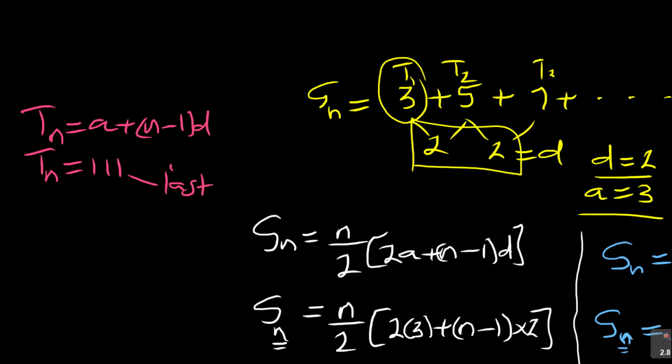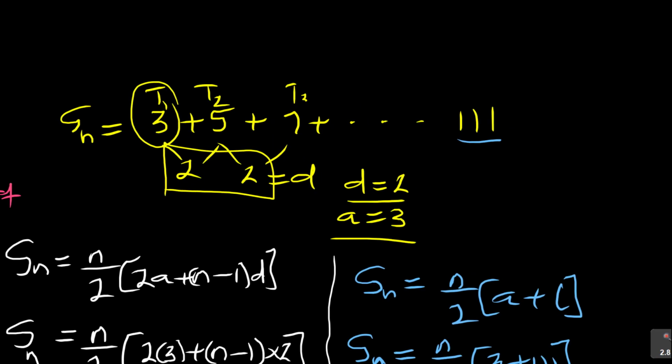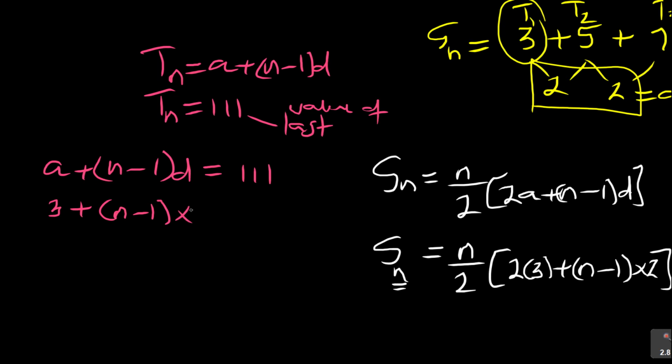This is the value of the last term. We know that the value of the last term is what? 111. So we want to find that n. So Tn is equal to that. Then we come here and say, a plus (n minus 1)d will be the one that will give me 111. What is my a? It is 3 plus (n minus 1), and my d is times 2. It's better to put times 2, equals 111. As I said, it's always better to start with 2 there, but I'll do it in the next step.